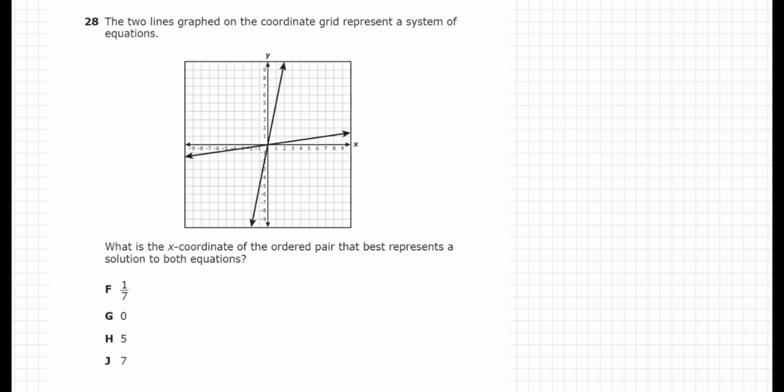Question number 28. The two lines graphed on the coordinate grid represent a system of equations. What is the x-coordinate of the ordered pair that best represents a solution to both equations? The solution to both equations is the intersection of the two lines. On the coordinate grid above, the intersection is the point (0, 0). Hence, the x-coordinate is 0. G is the correct answer.